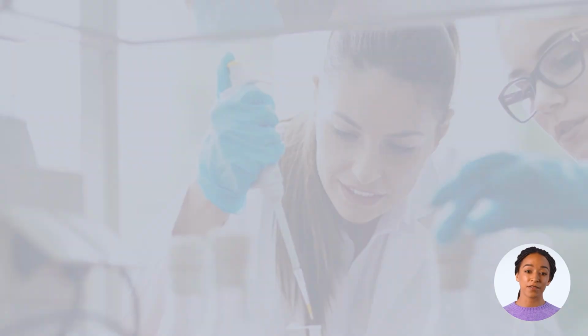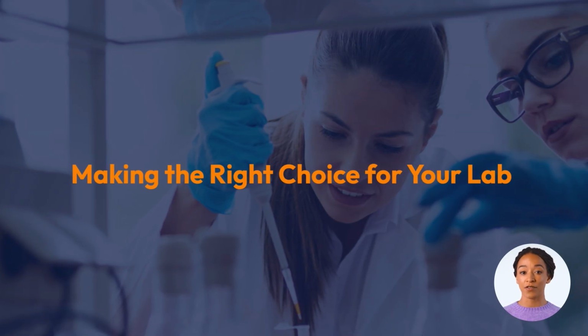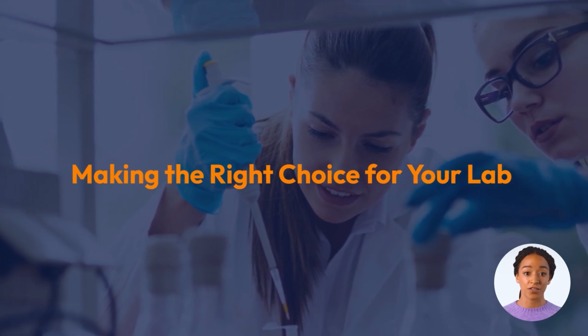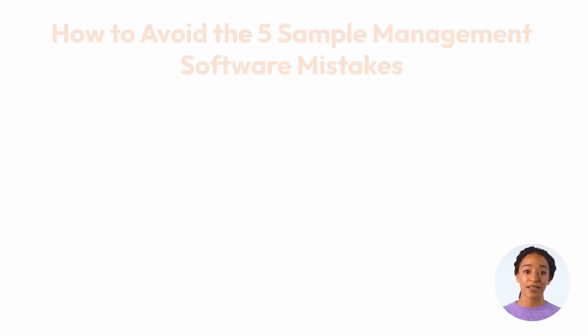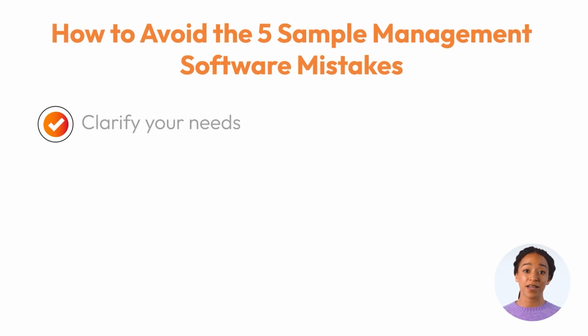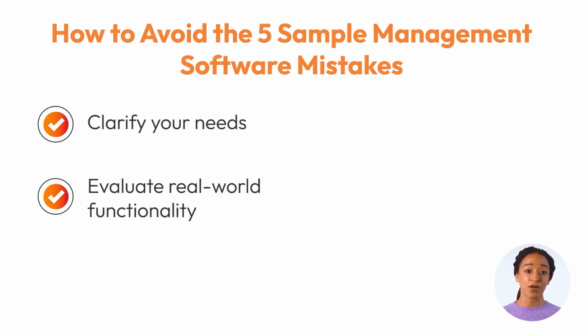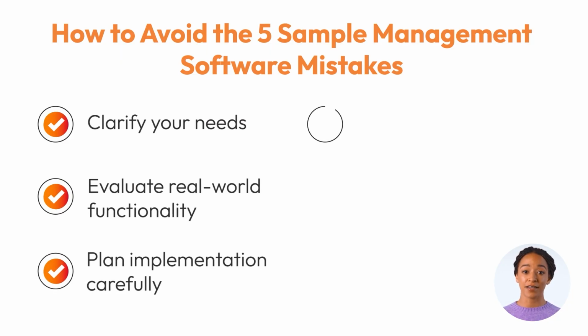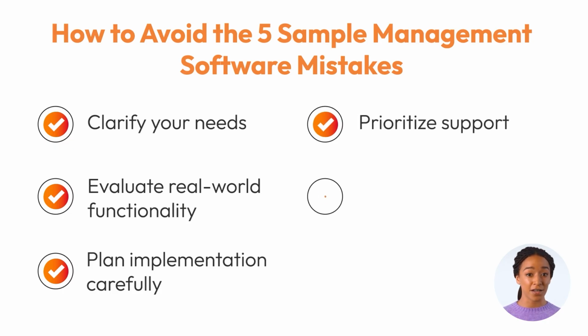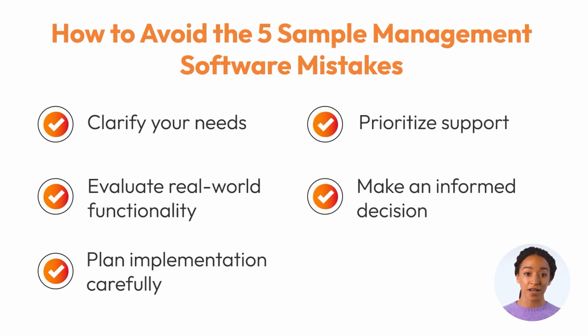Choosing the right sample management software is one of the most strategic decisions your lab will make. Avoiding these 5 common mistakes by clarifying your needs, evaluating real-world functionality, planning implementation carefully, prioritizing support, and making an informed decision can save your lab time, money, and frustration. But more importantly, it positions your lab to do what it does best: deliver accurate, reliable, and impactful science.